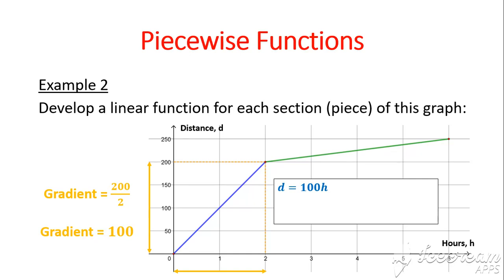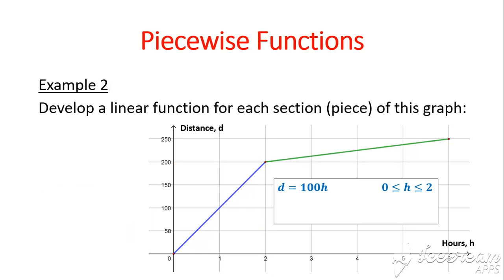But we now need to tell somebody what x values apply in this section of the graph. You can see that the graph goes between 0 all the way up to 2 hours. They're both coloured in circles, so they include 0 and 2. So we're going to say the number of hours is greater than or equal to 0 and less than or equal to 2. Right, let's move on to our second section of the graph, the green piece.